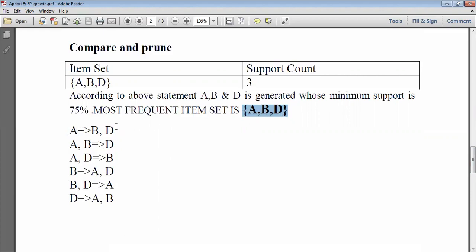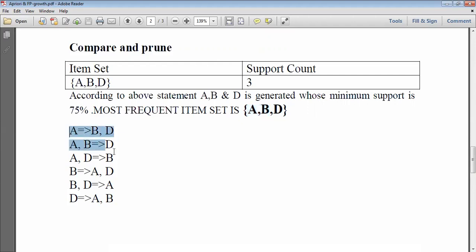Among these 3 items: A implies BD, AB implies D, AD implies B, B implies AD, BD implies A, D implies AB. So these are the strong association rules. These are the 6 strong association rules we have to generate. So simply you can write A implies BD, AB implies D, and AD implies B.